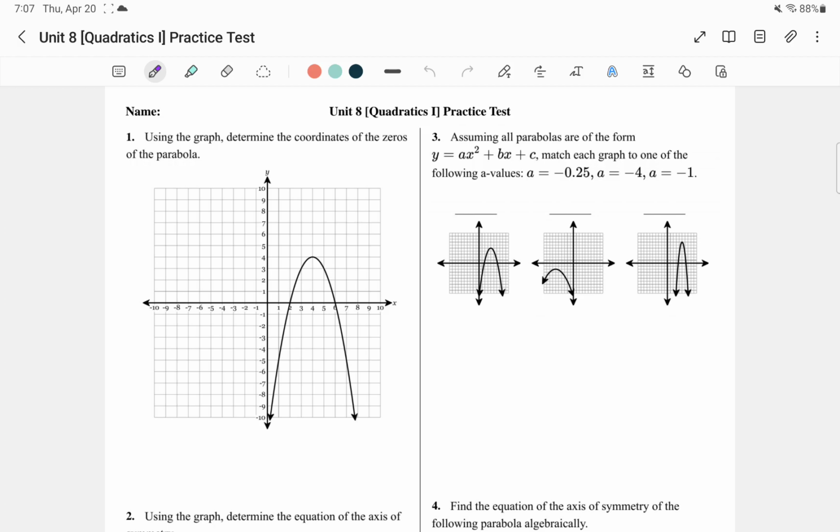So let's begin. Number 1 says, using the graph, determine the coordinates of the zeros of the parabola. Zeros are the x-intercepts, where it crosses the x-axis. So that would be here and here.